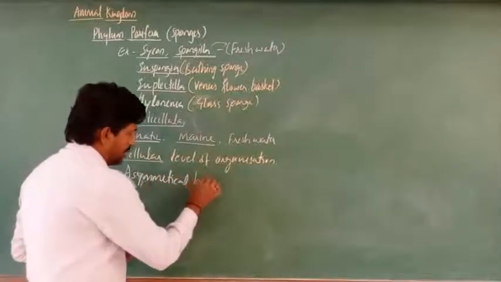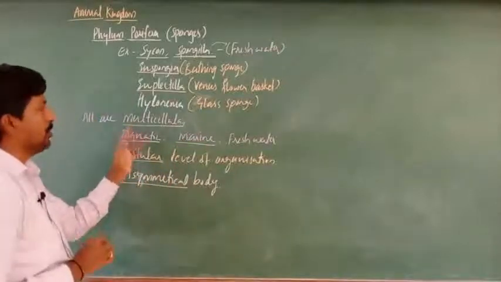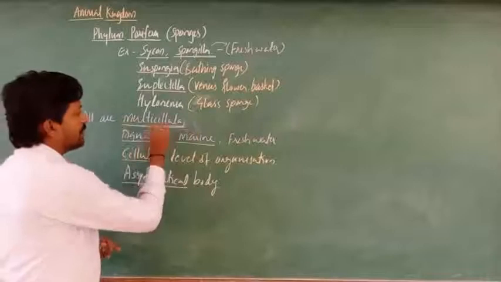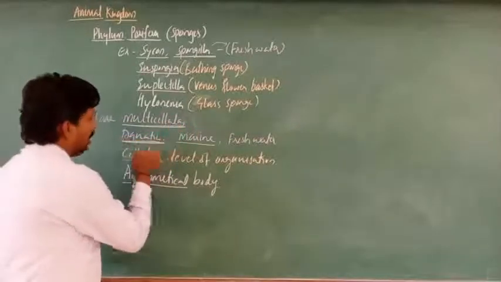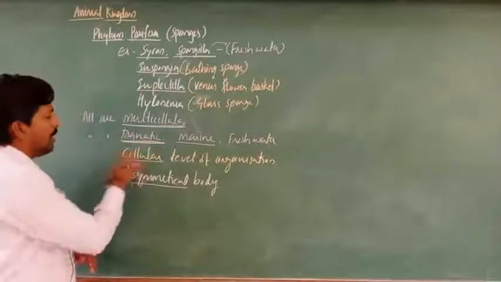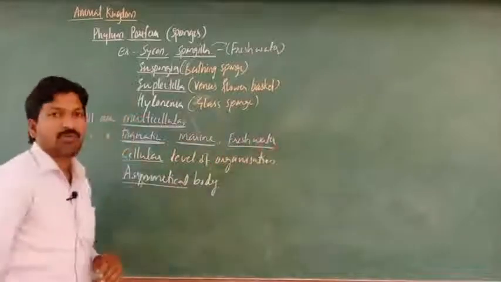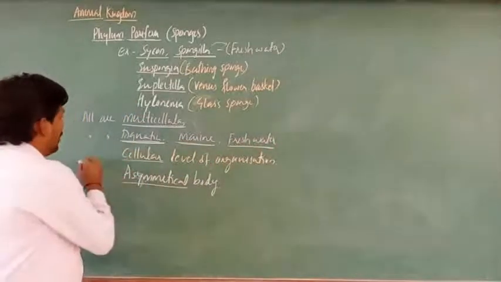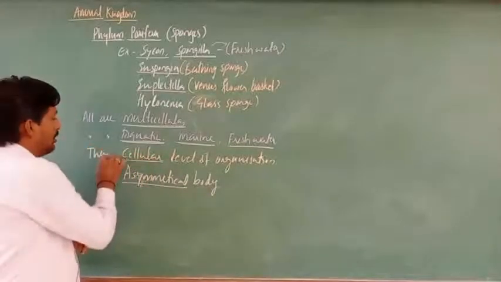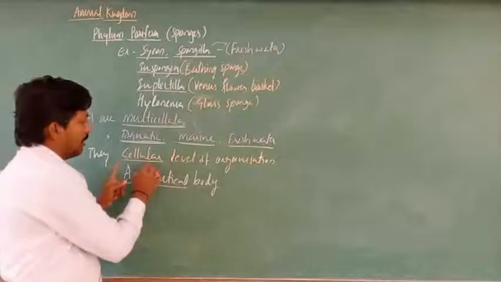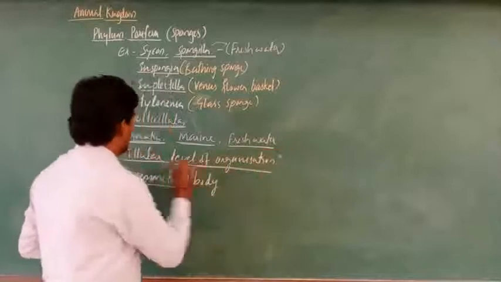Asymmetrical body, they show an asymmetrical body. So you have to note the points, very important points related to this one. They are multicellular, primitive animals. Next, they are all aquatic, and mostly marine. Few are freshwater forms. And they all show the cellular level of organization. Cellular level of organization, very important.